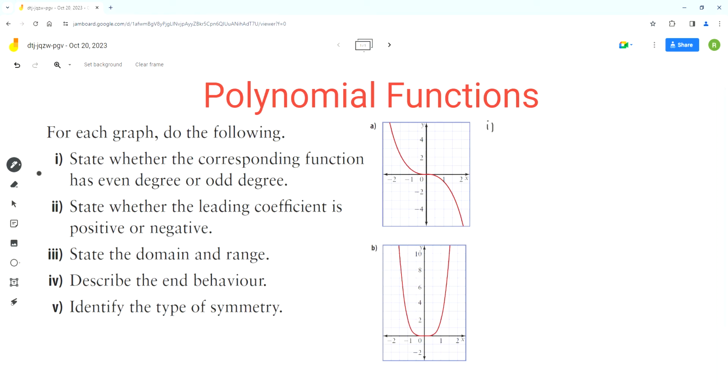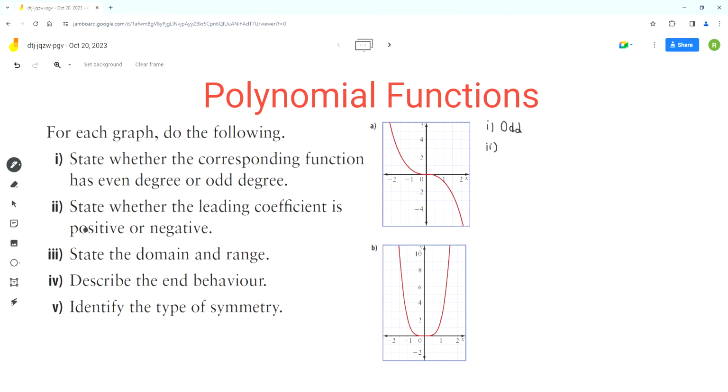As per the first question, state whether the corresponding function has even degree or odd degree. For that, we'll have to analyze the given graph, which is the red curve. As you can see, the red curve goes across the x-axis as we go from left to right. The curve starts in quadrant 2, then crosses the x-axis and ends up in quadrant 4. This type of graph is for an odd degree function. So the answer for the first part is that this is an odd degree function. This is a very important concept you need to understand and memorize.